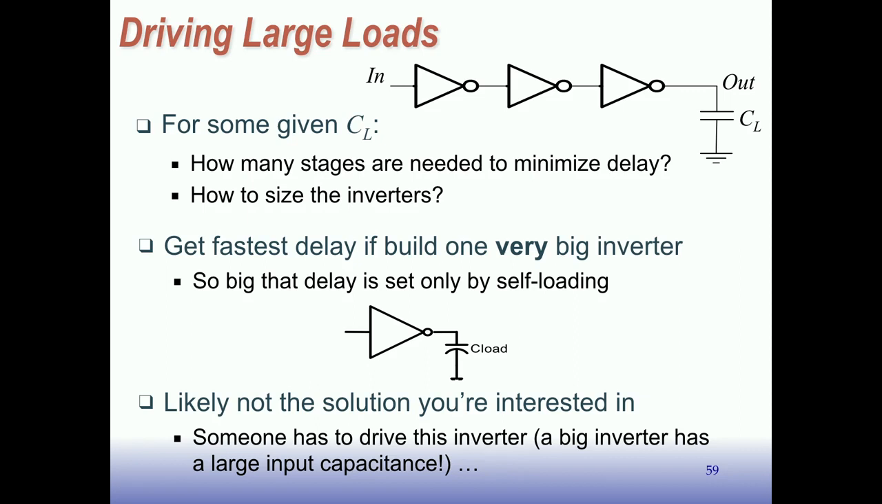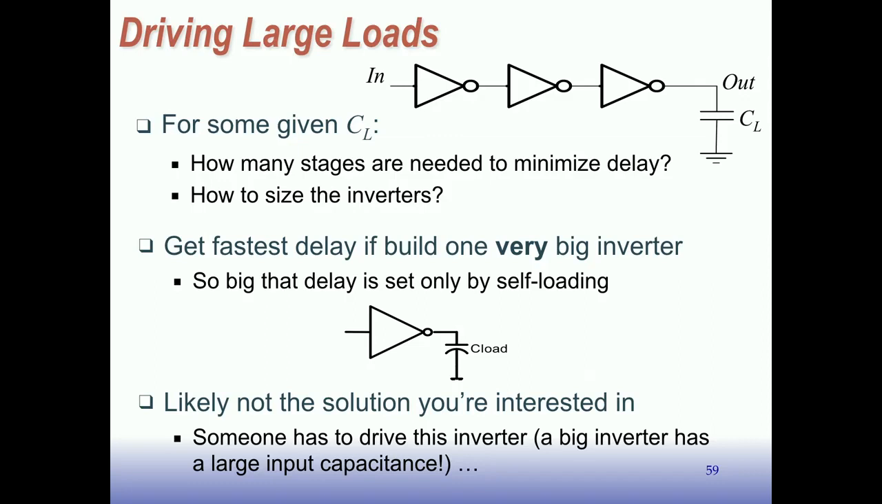Okay, so, driving large loads. How many stages are needed to minimize delay, and how to size the inverters? And by the way, you may have thought of this, but to get the fastest delay, you could build just one really big inverter here, right? That would solve the problem, right? Because this inverter has a lot of output drive, has low resistance at its output, lots of low resistance driver, wide transistors, lots of current. Yes, a big inverter here could charge that capacitor quickly, or discharge it.